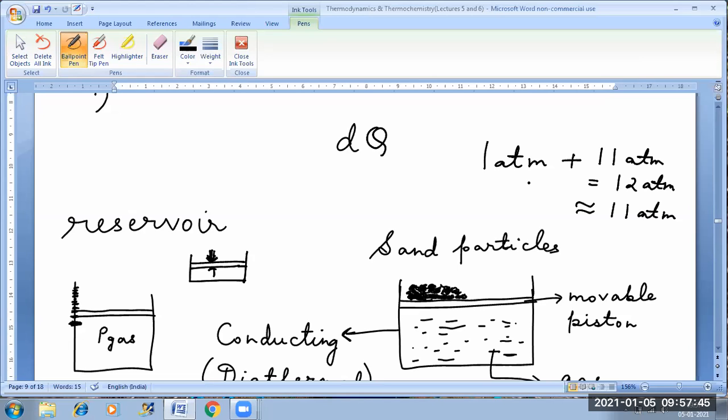Every position of the piston tells you about a different value of pressure. Why? Because the number of sand particles has decreased. As you are decreasing the number of sand particles slowly and gradually, the pressure is also falling slowly and gradually. And that pressure which is falling is nothing but being achieved by the gas. And that is where the piston stops.